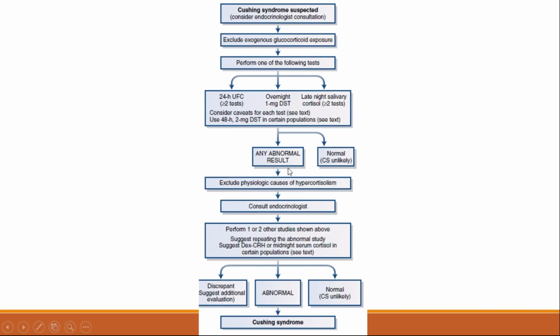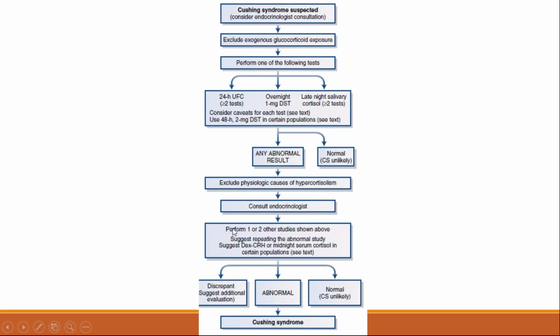So, we have to perform one of the following tests. We always prefer the dexamethasone suppression test, considering its specificity and sensitivity. If it is normal, then it is highly unlikely that it is Cushing syndrome. We have to look for the other differentials as discussed.